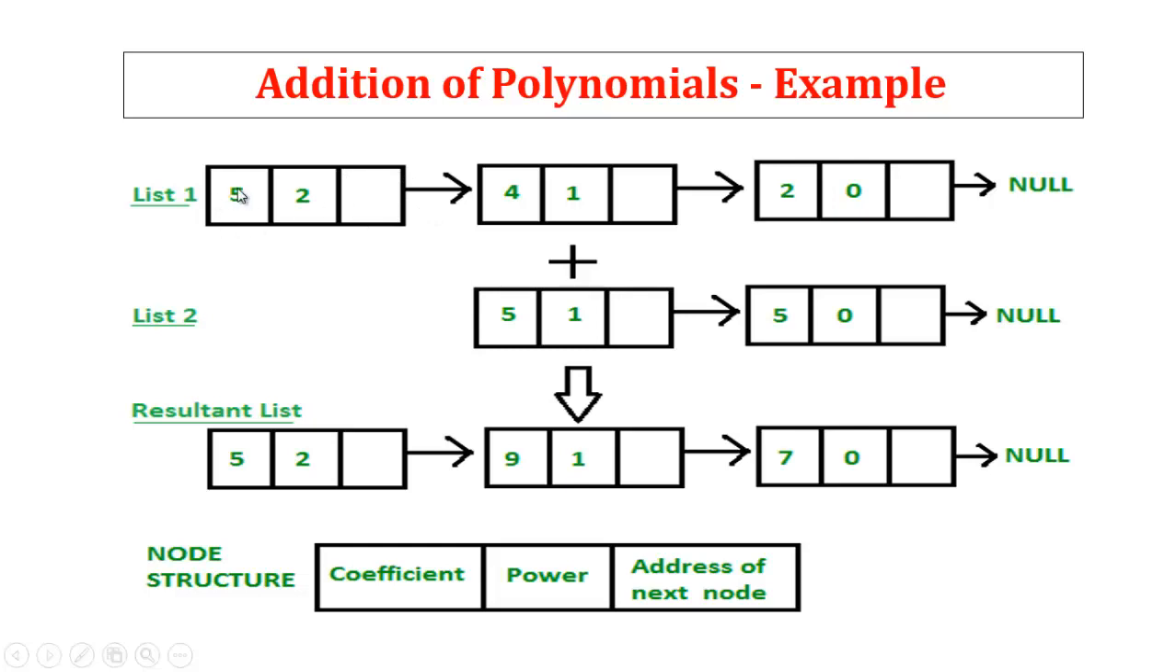Okay, this coefficient is 5, x power 2. The 2 is called the power. Followed by the address, which is pointing to the next node in the list. Here we have three terms. The first term is 5x power 2 plus 4x power 1, that is x, plus 2.